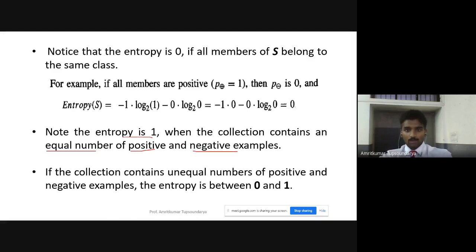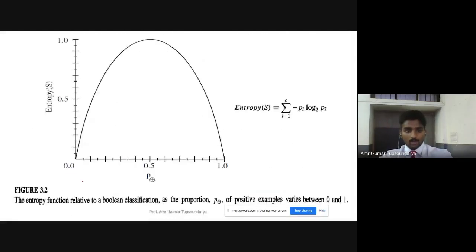But when we have an equal distribution of positive as well as negative, that is 50-50, then the entropy will be 1, right? And we also saw a typical case wherein we have unequal numbers of positive as well as negative examples, which generally we have. Then in that case, our entropy will lie between 0 and 1. That's most of the cases that we see. We saw the graph, how the entropy would look like.